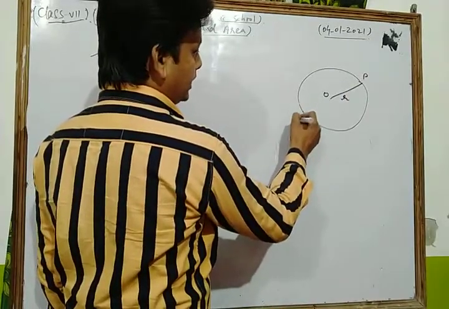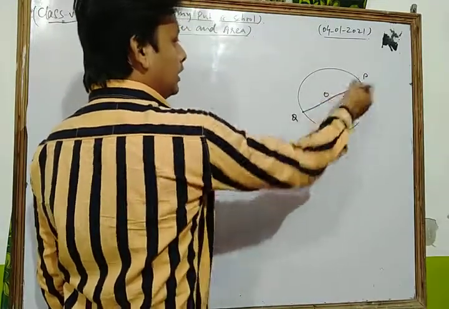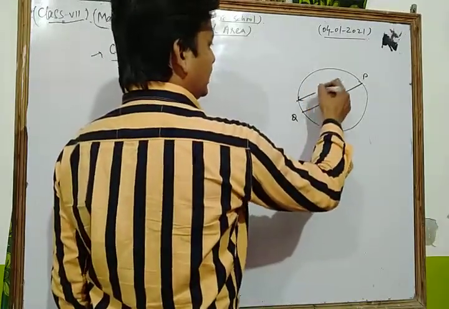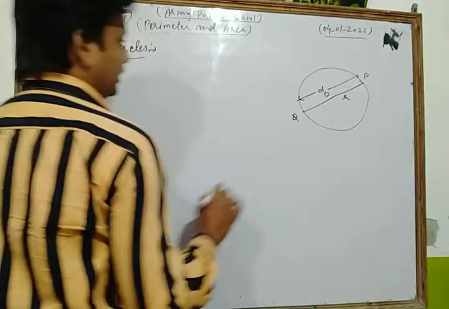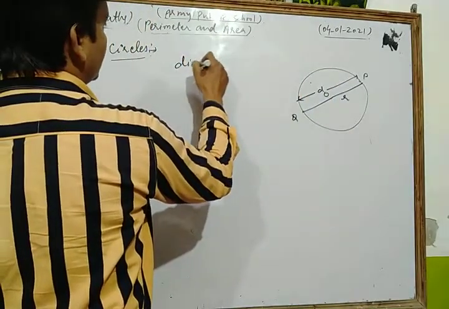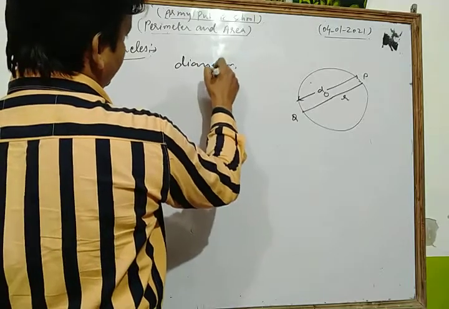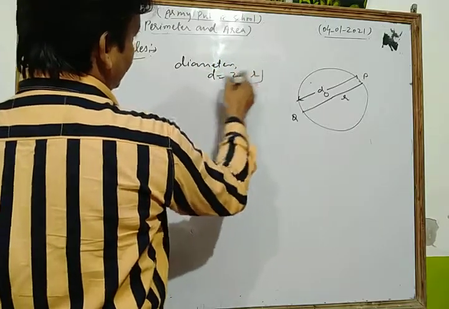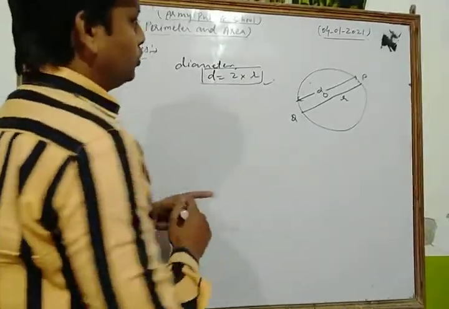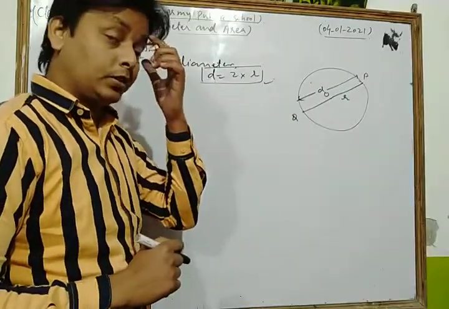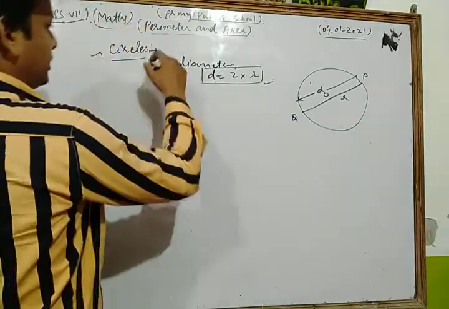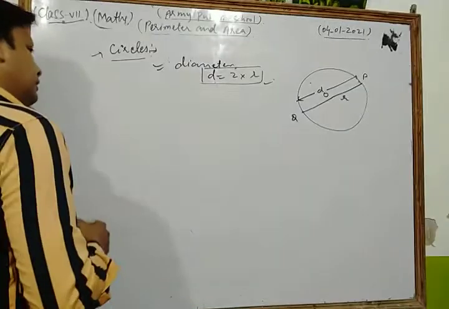Suppose Q is any point. If you join PQ and line PQ passes through the center, then this is said to be the diameter of the circle. And the relation between diameter and radius is: the diameter D is 2 into R, where R is the radius of the circle. Diameter is always equal to 2 times its radius. So D is equal to 2 into R. This is the relation between radius and diameter.